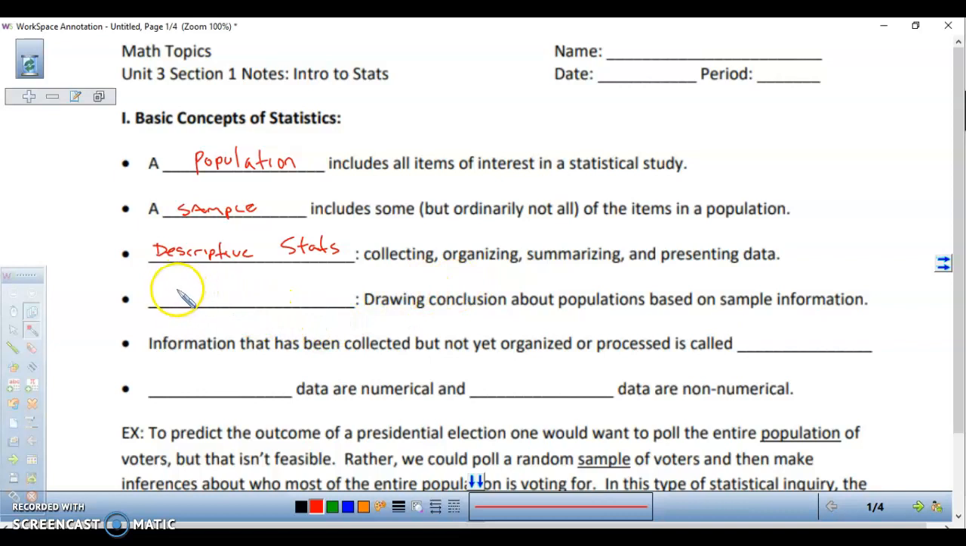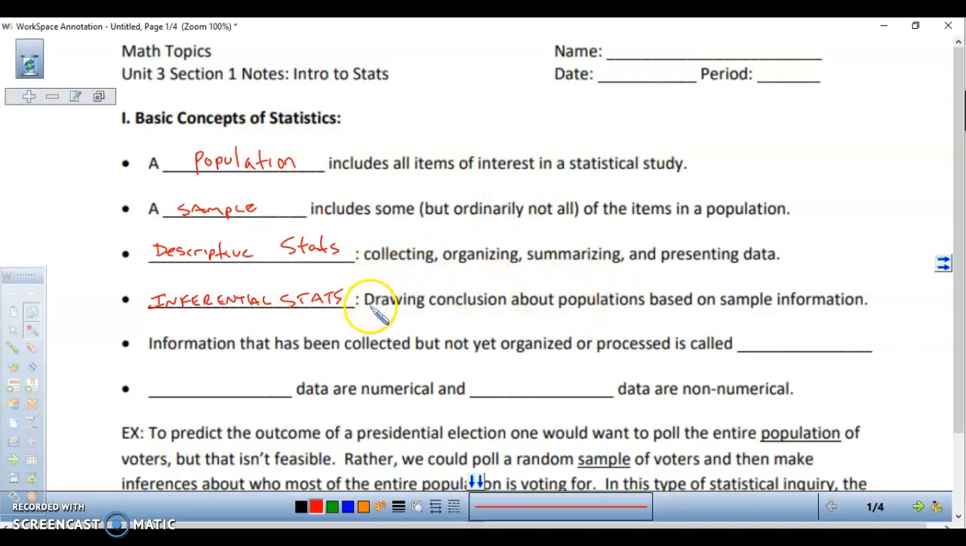This is when you use the data to make an inference or to draw some sort of conclusion about the populations based on the sample information. And you guys remember, I'm not going to ask you to give me definitions word for word, but these terms may come up, and I just want you to understand what we're talking about.